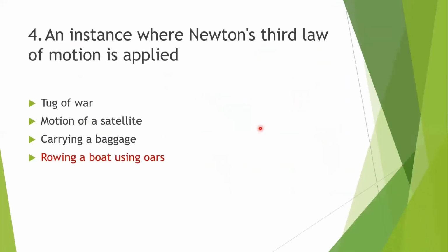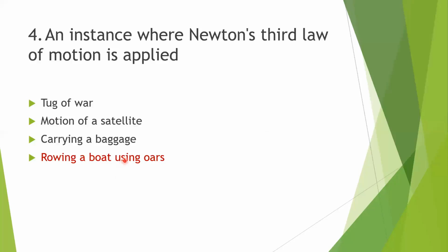Question number 4. An instance where Newton's third law of motion is applied. Actually, Newton's third law is a very short one. It tells you for every action, there is an equal and opposite reaction. So here, tug of war, motion of a satellite, carrying a baggage, and rowing a boat using oars. Here, the answer is number 4.